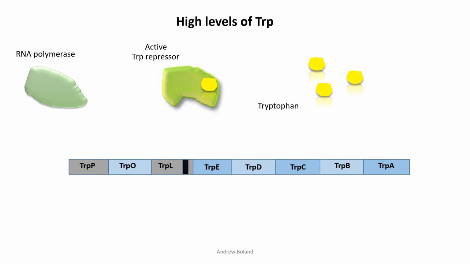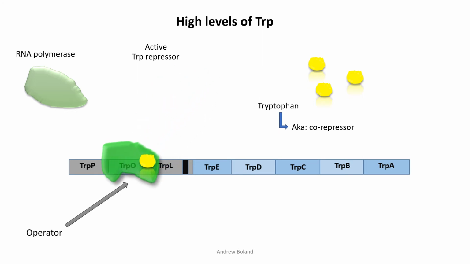A small molecule like tryptophan, which switches a repressor into its active state, is called a co-repressor. So, in a high TRP environment, the TRP acts as a co-repressor. This means that it will bind to the repressor and essentially activate it. This will change its shape so it can attach to the operator in the operon.